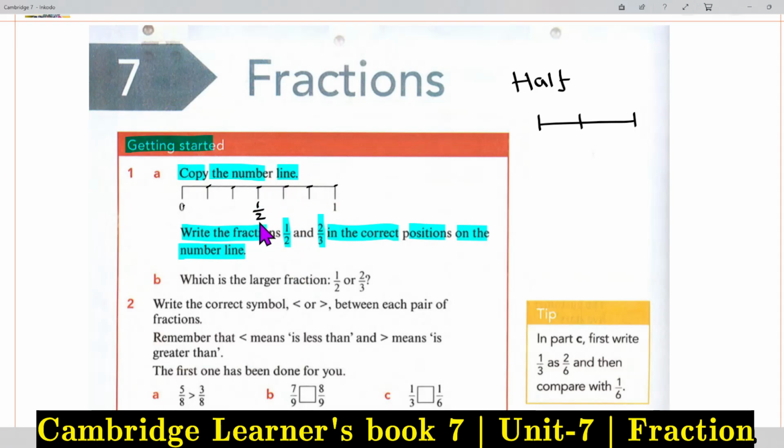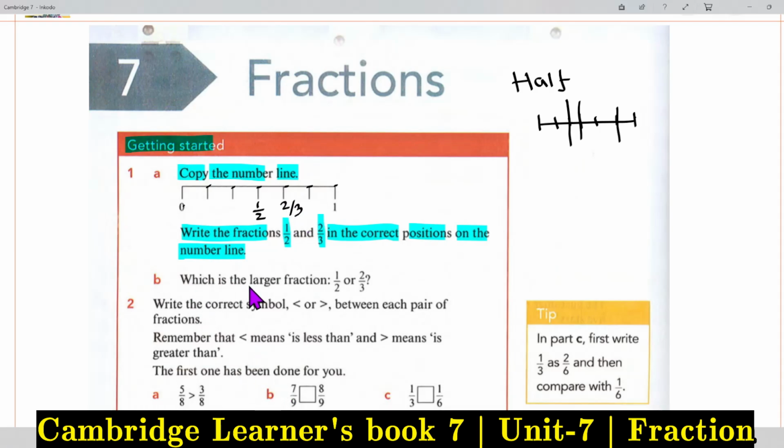Here is half. And if we consider this one is 3 parts, here this is one part, this is second part, and this is third part, this one, and this one. So in this case it will be 2 by 3.